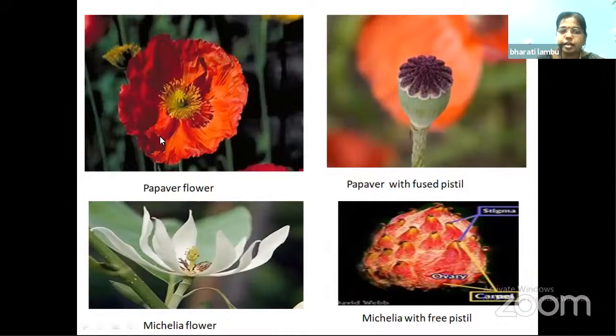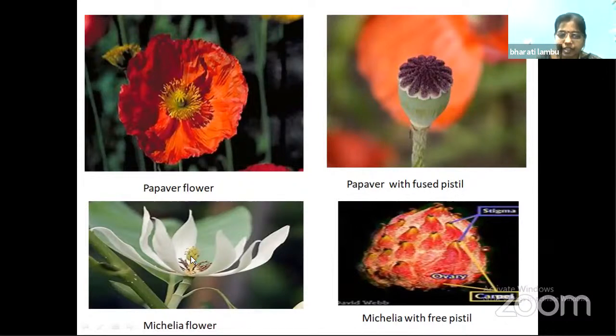Okay, this is the papaver flower. Papaver somniferum. In this, the pistil you can see in the center, it is fused. This is a fused pistil, that is syncarpous in the papaver. So papaver with the fused pistil is present. It is called syncarpous.